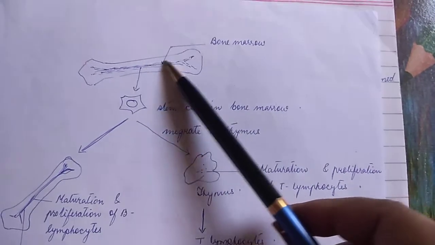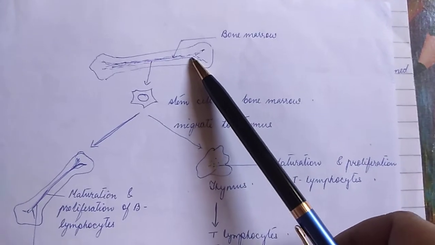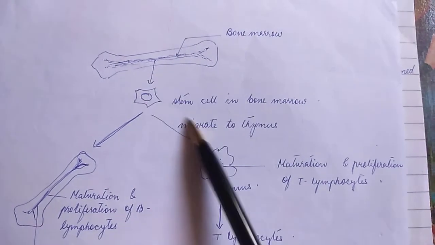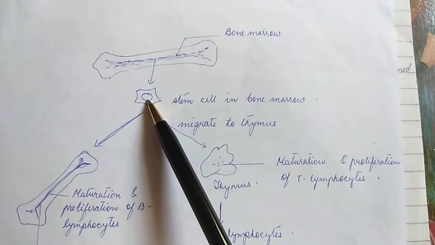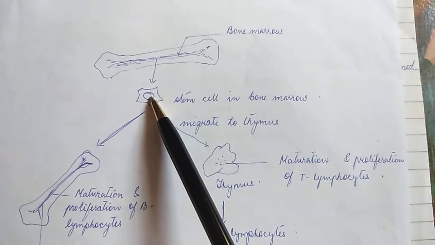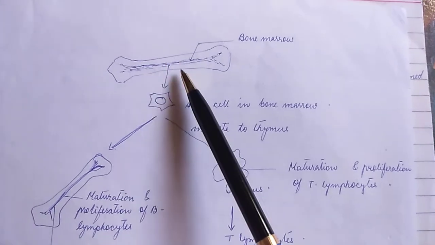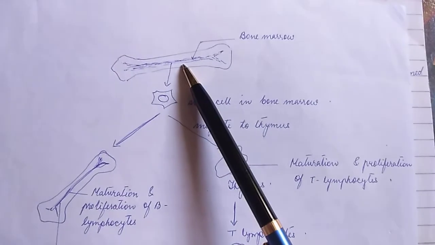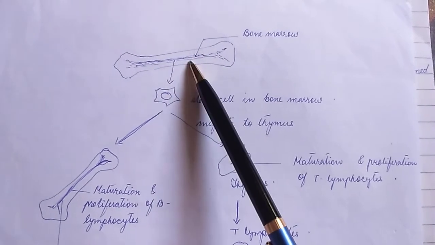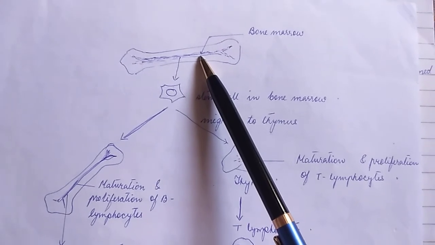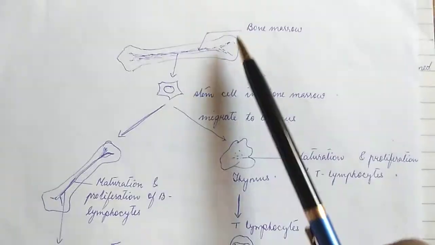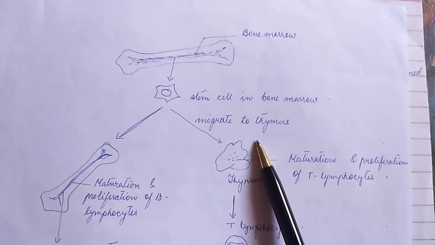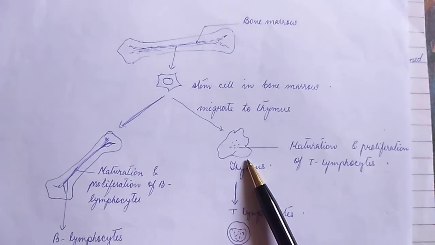So here we can see the structure of a bone having the bone marrow. The stem cells which are present in the bone marrow divide and proliferate. The stem cells for the lymphocytes are present in the bone marrow. They divide and proliferate to form two types of cells, B cells and T cells. The B cells proliferate and mature inside the bone marrow itself, and they are known as B lymphocytes. Whereas the T cells move to the thymus gland where they mature and proliferate. They are known as T lymphocytes.